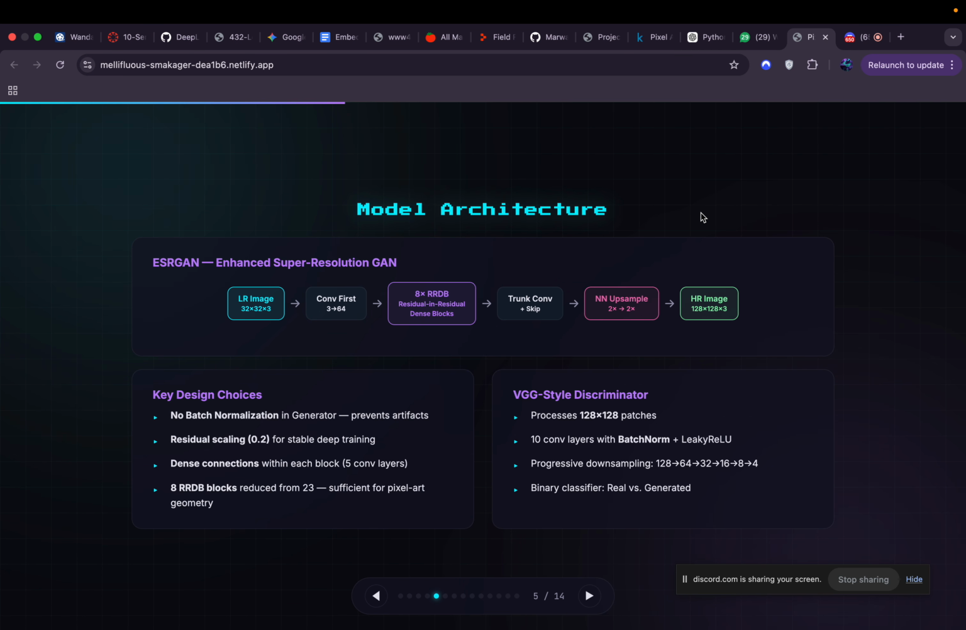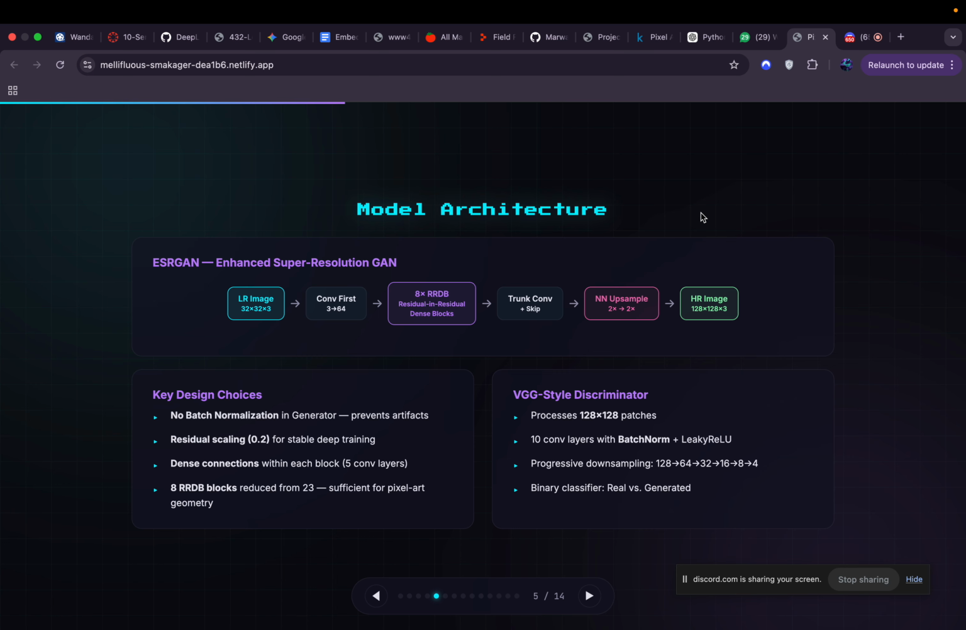Our model here is based on ESRGAN, which stands for Enhanced Super Resolution GAN. The generator uses the RRDBNet architecture, residual-in-residual dense block network, and as you can see here, the flow is: a 32 by 32 low res image enters the network, passes through an initial convolution, then through 8 residual dense blocks. We reduced that number from 23 because the pixel art geometry is simpler than photorealistic images, and having 23 is overkill. Then the features are upsampled twice using nearest neighbor interpolation, giving us our 128 by 128 output.